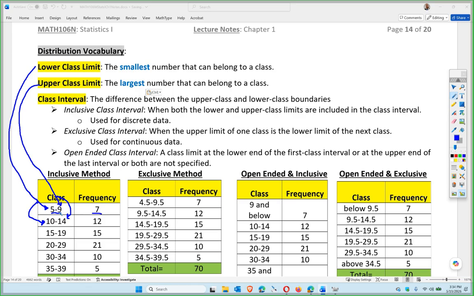So the class interval is either inclusive or exclusive. We don't want to make the inclusive ones. We want to make the exclusive ones.